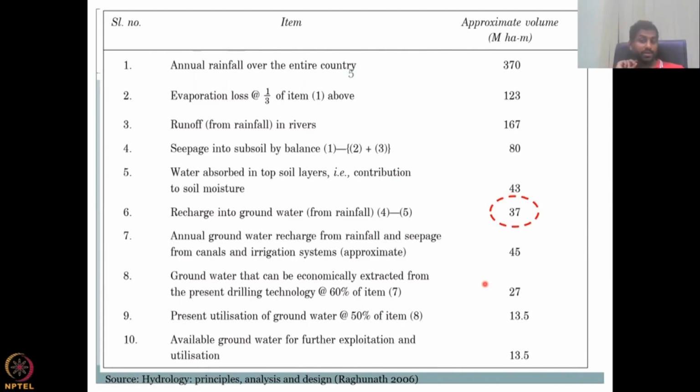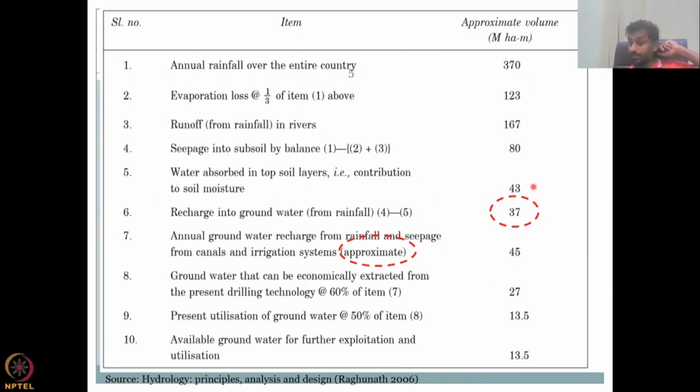So this is 37. It could also be done with the equation I gave you, which is del G equals just rainfall minus Q. So if I assume there's no evaporation, I say rainfall is happening, 370 minus runoff, 167 is the net recharge in my very simplistic case. It is approximate. Please read in between the lines.